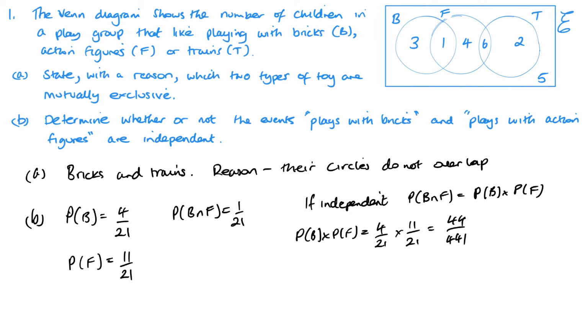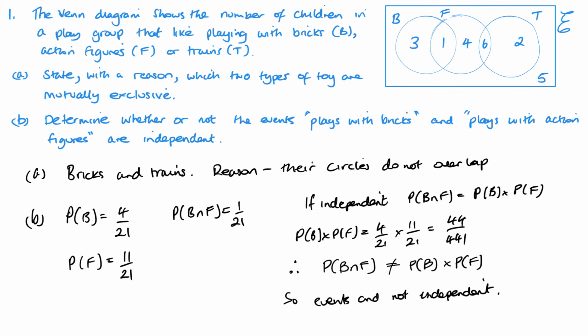So they're not independent. The probability of B intersection F therefore does not equal that. So the events are not independent.